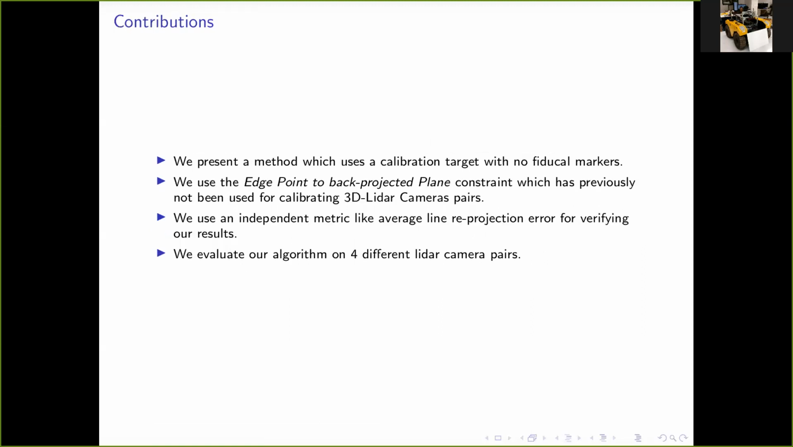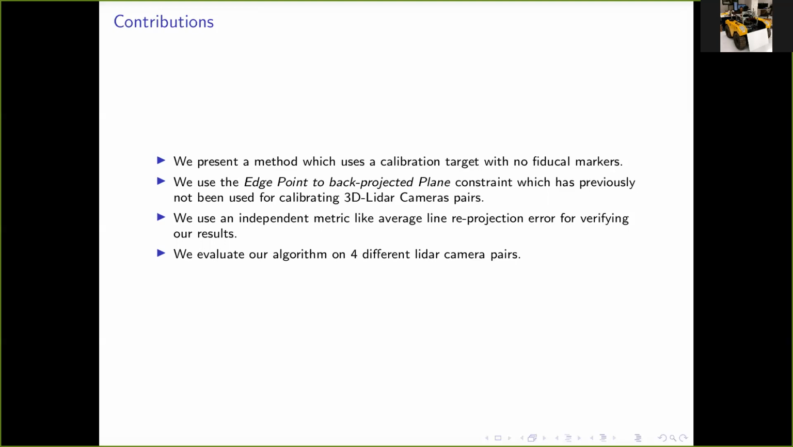As far as the contributions of this work are concerned, firstly, we use a method which does not require any sort of visual fiducial marker on the target surface. Second, we use a geometrical constraint which we call the edge point to back projected plane constraint, which has never been used before for calibrating 3D LiDAR camera pairs.